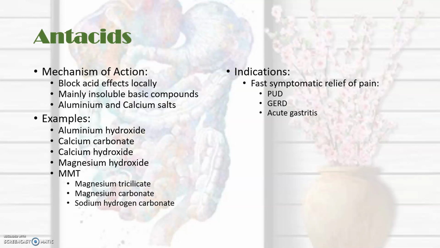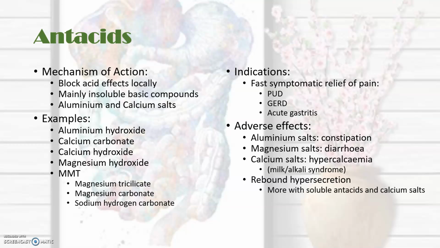And although they're a fairly old-fashioned group of drugs, this can be very useful in patients who present with acute pain. They actually probably act faster than some of the other drugs such as the PPIs or H2 inhibitors. The adverse effects depends a little bit on which compound we're talking about. So aluminium salts cause constipation, whereas magnesium salts can cause diarrhea. Chronic overuse of calcium salts can lead to the milk alkaline syndrome.